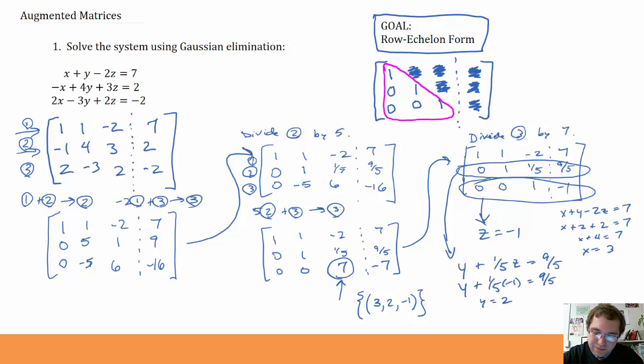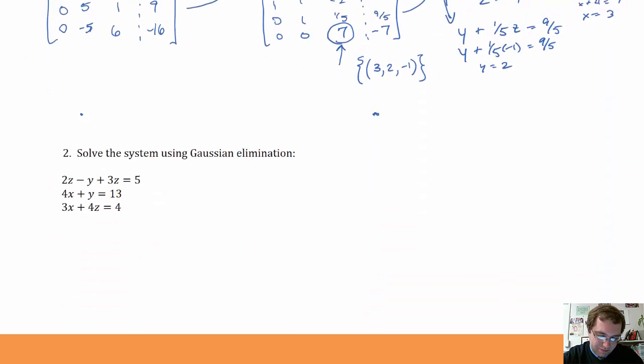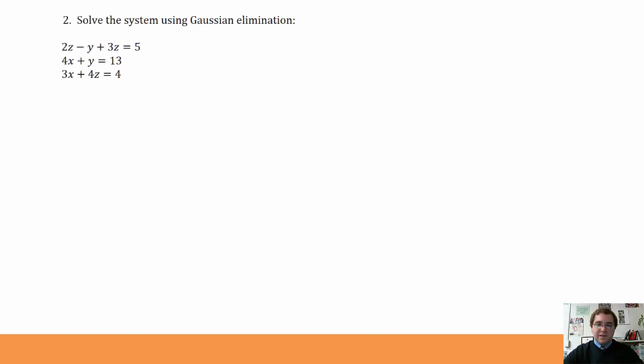Number 2. Solve the system using Gaussian elimination. You can really impress your friends and your parents and your relatives and your girlfriend by telling them that you now know how to solve a system of 3 equations using an augmented matrix using Gaussian elimination by getting into row echelon form. They'll be really impressed.